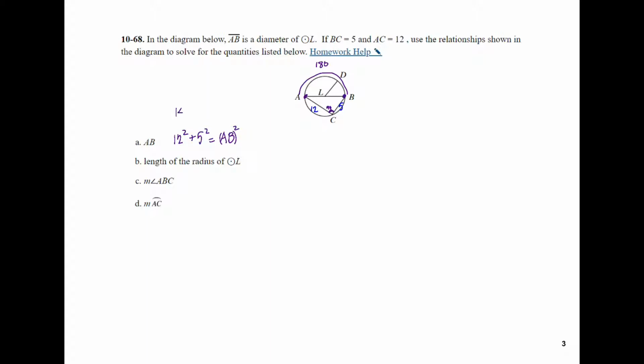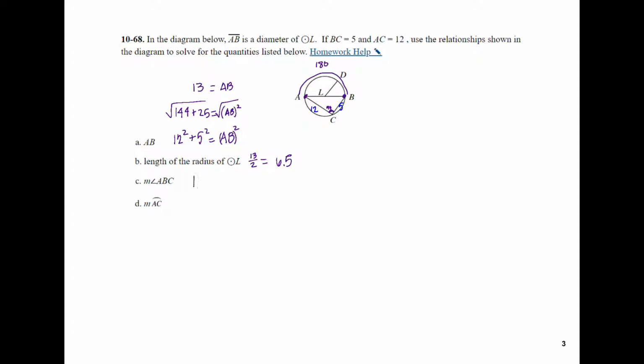So when we have 144 plus 25, and we take the square root of that, we get the diameter of the circle, or AB, to equal 13. We then know that the length of the radius is half of that. So the length of the radius is 6.5 units. We then can find the measure of angle ABC using some right triangle trig.